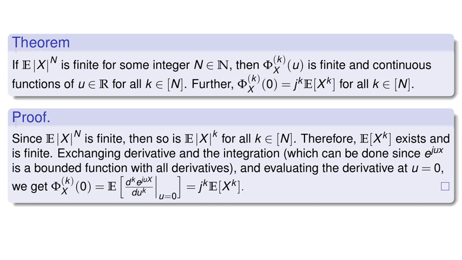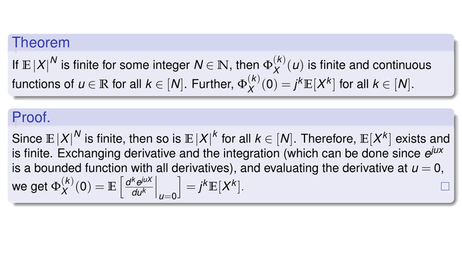The proof relies on the fact that if the expectation of absolute x to the n is finite, then the expectation of absolute x to the k must also be finite for all k less than or equal to n. This ensures the existence and finiteness of the moments, the expectation of x to the k. We can justify interchanging the order of differentiation and expectation, essentially differentiating under the integral sign, because e to the jux is a bounded function with bounded derivatives.